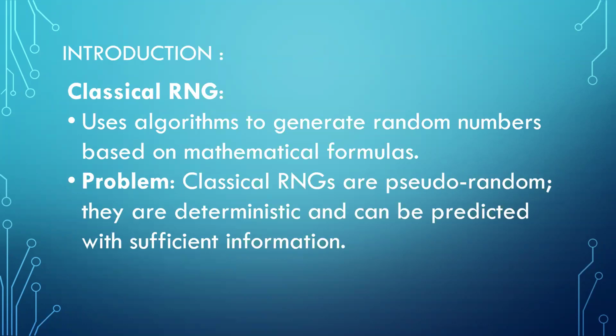So first, the introduction. What is classical random number generation? It uses algorithms to generate random numbers based on mathematical formulas. What does this imply? Basically, classical random number generators produce pseudo random numbers. They are deterministic and can be predicted with sufficient information.